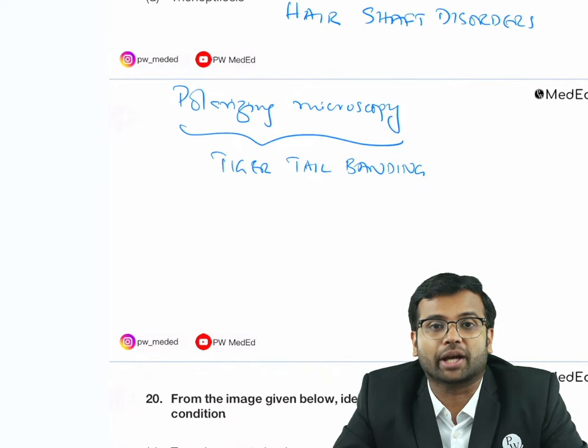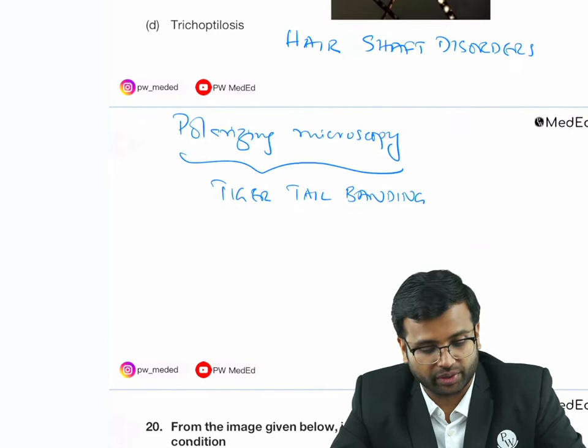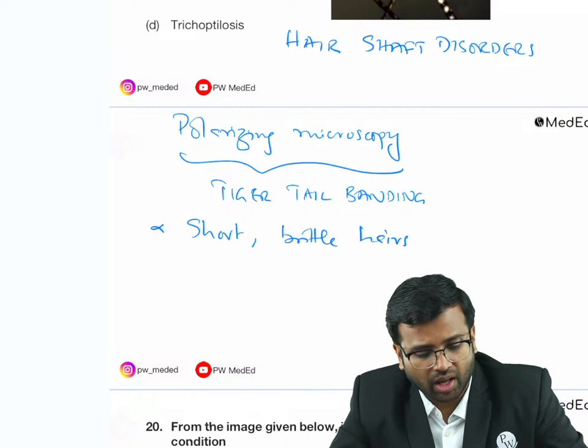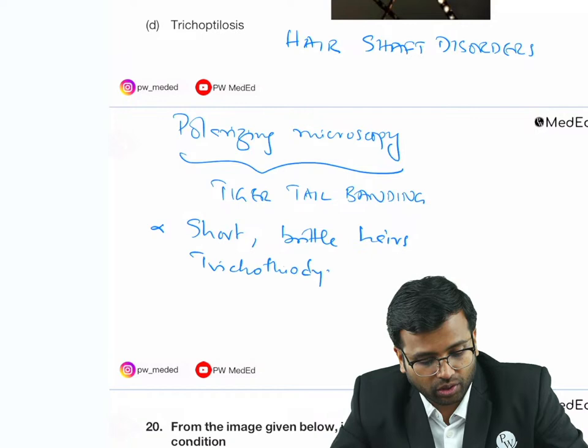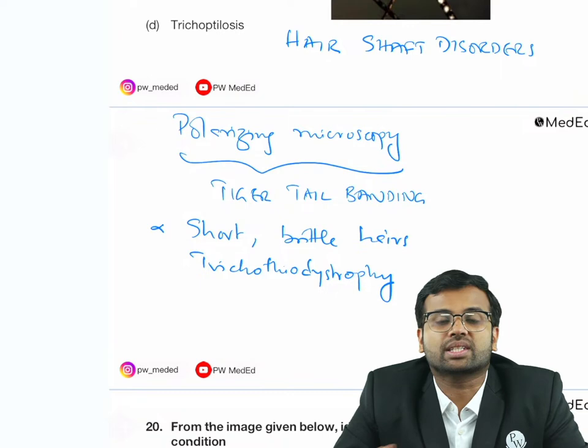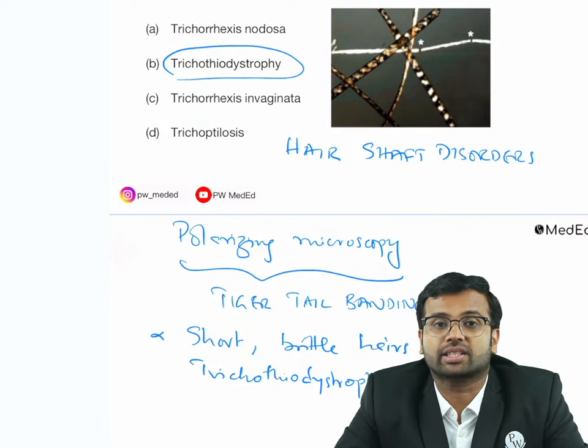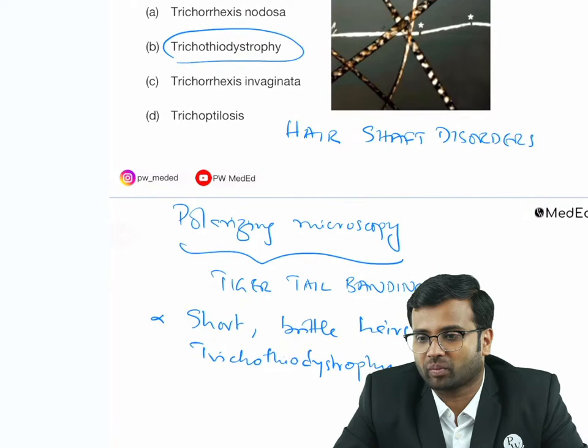So this is seen in trichothiodystrophy. Here the patient usually will present with short and brittle hairs, and this is seen in trichothiodystrophy. So this is a hair shaft disorder, where you can see that the patient's polarizing microscopy was seen, and in polarizing microscopy, what is the finding? There is a tiger tail banding that is seen. Tiger tail banding is seen. Fine.